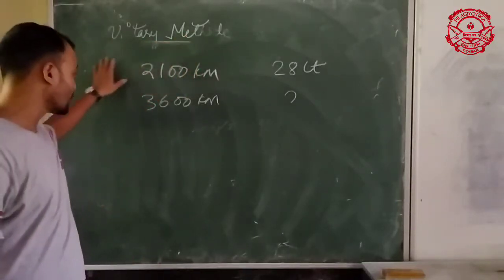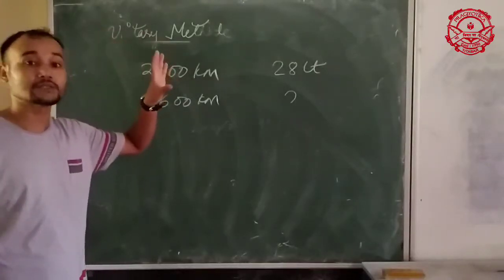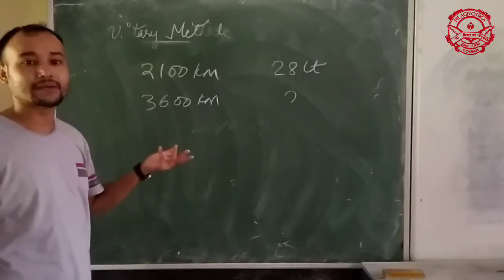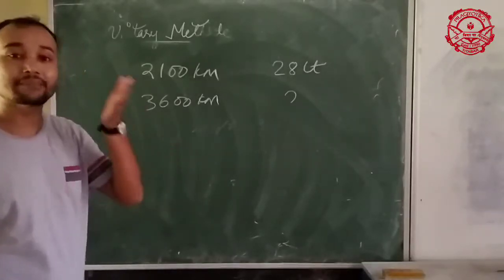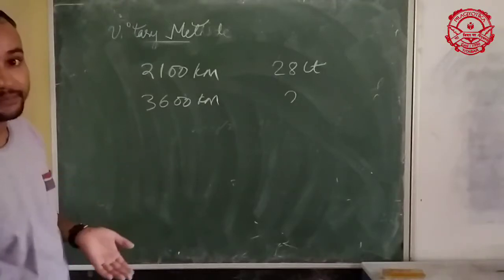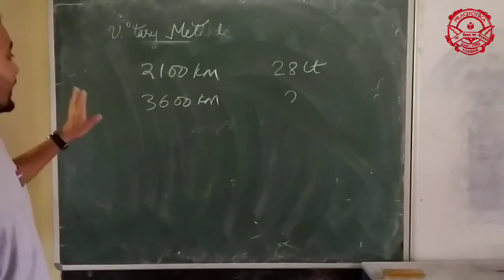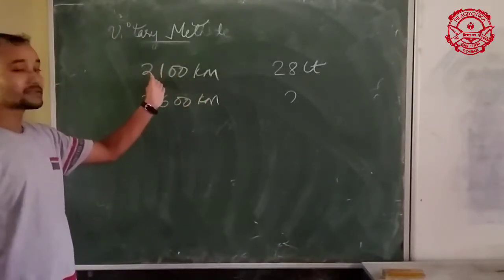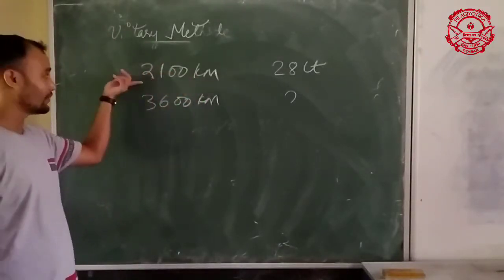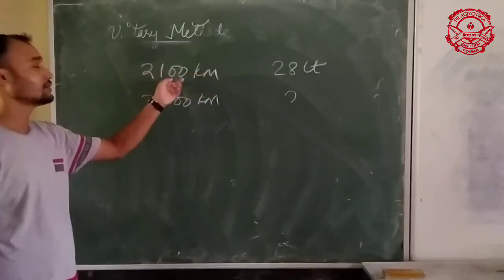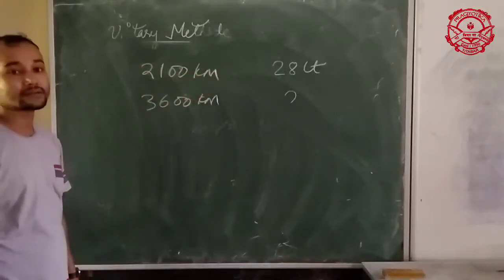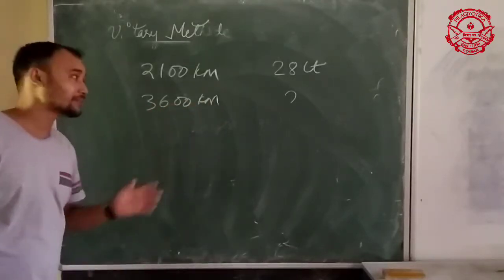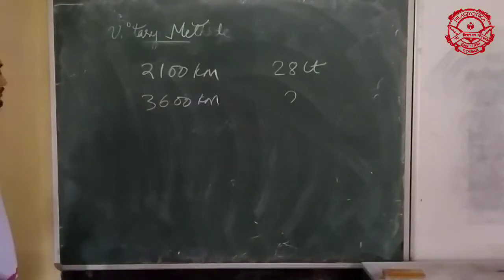And see, if such set of questions will come, and the question is not specifying that we have to use this method, that method, then any method, whichever may be applicable to you at that point of time, you can use it. Okay. For me right now it is wise to use the unitary method. The question is this: the person rode 2100 kilometer on 28 liters of petrol. To ride 3600 kilometer, how much amount of petrol do you need? Now unitary method is applied.